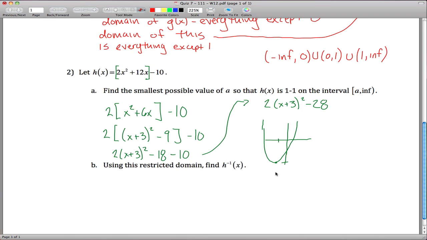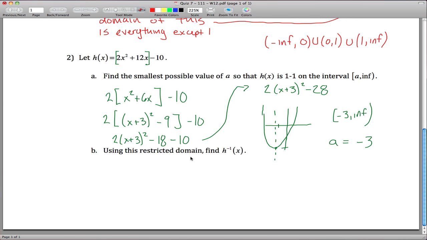And so if we restricted the domain to everything to the right of this dotted line that's supposed to be at -3, then our function would be 1 to 1, right? This guy here is always increasing. So what we want is our domain to be everything from -3 up to infinity. So I guess to answer the question, a would have to equal -3. Okay, all that just so now we can find the inverse function.